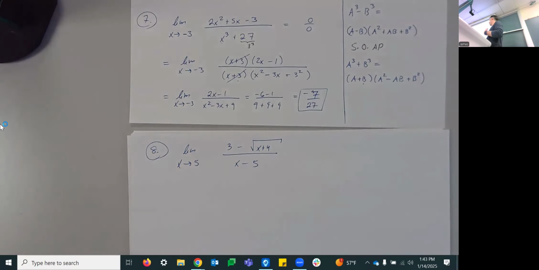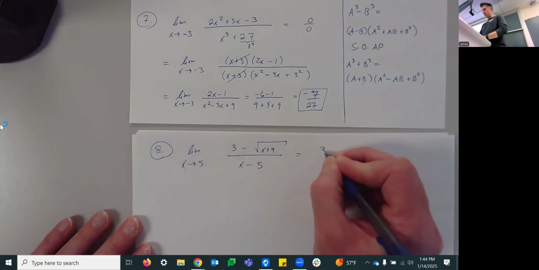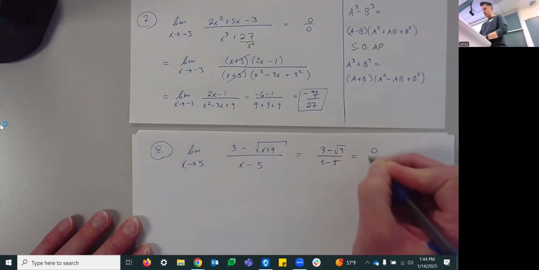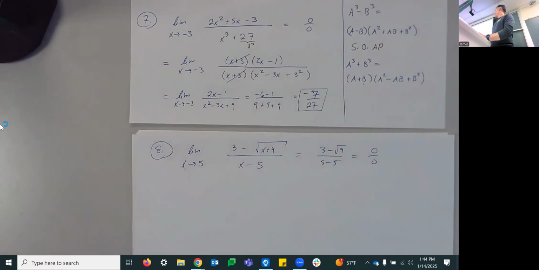Now, if you plug in 5, we are still going to get 0 divided by 0. We're going to get 3 minus the square root of 9 over 5 minus 5, which certainly is 0 over 0. And it really doesn't look like this factors at all, right? First of all, it's not a rational function, even though it is a quotient, because the numerator isn't a polynomial. You have a square root, which is definitely not an integer power of x. It's a fractional power of x.